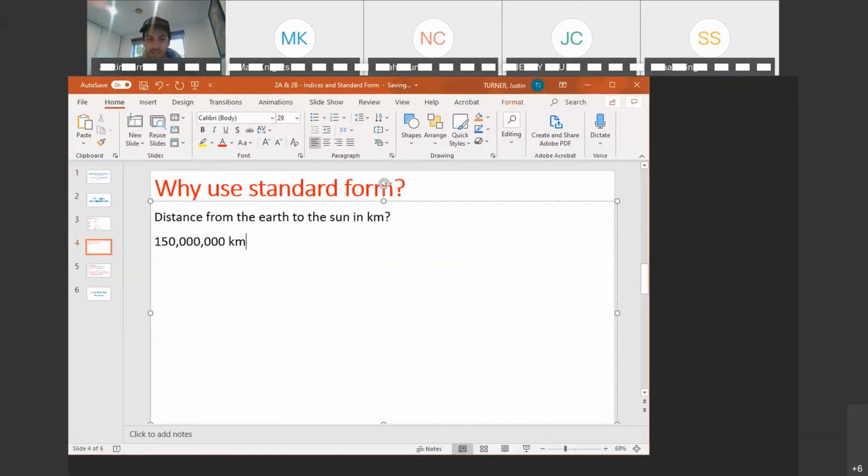150 mil. So, I've got a few private messages. Some people may have already known that, maybe just off the top of their heads. That's not bad. Let's look at the next one. So, the mass of an oxygen atom in grams. Now, this one's going to be really small. Any guesses for this one?